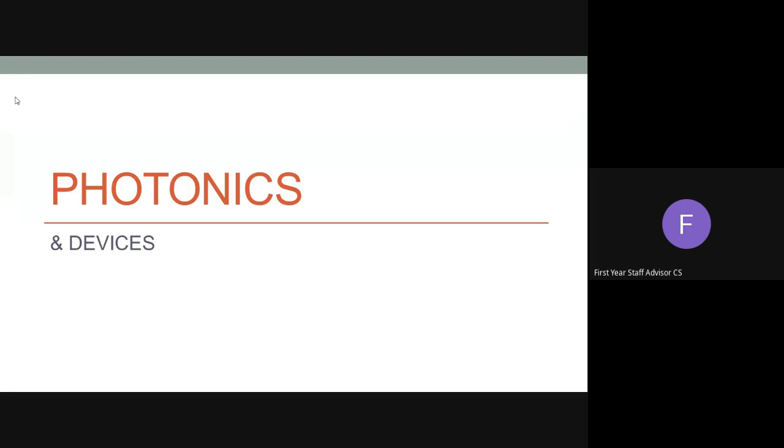So in our previous class we discussed PN junction diodes. The basic device or basic unit behind all the solid state devices or semiconductor devices is the PN junction diode. So it is a connection between a P type semiconductor and an N type semiconductor.